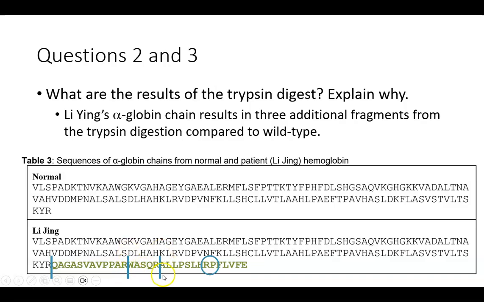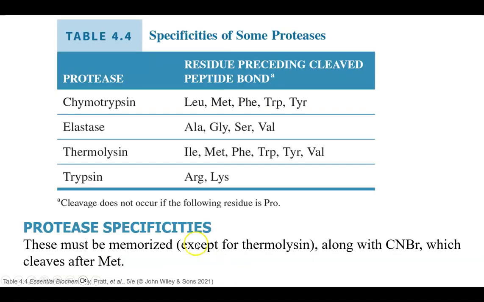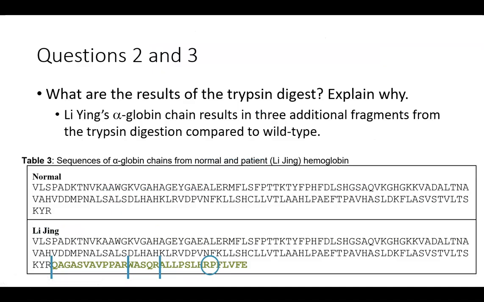There's an arginine here. This arginine actually will not be cleaved because if the following residue is proline, these enzymes don't work because of the configuration of proline. So that's not going to cleave. So what we can see is that we get 3 more fragments. Some people actually went through the whole thing and figured out the number of fragments. You didn't have to do that. You just had to know that you would get 3 additional fragments from the trypsin digestion compared to the wild type.